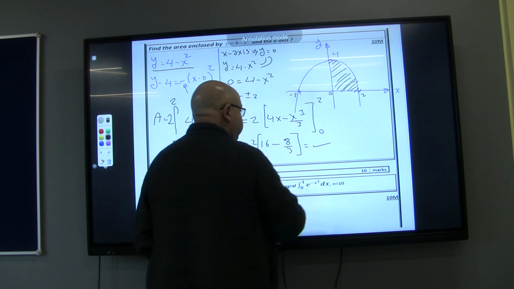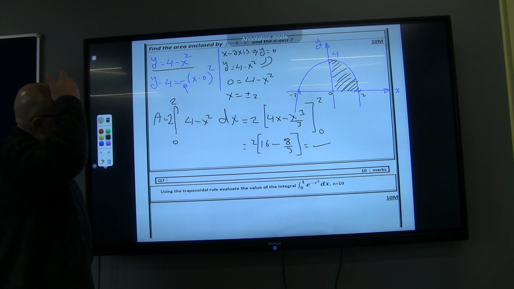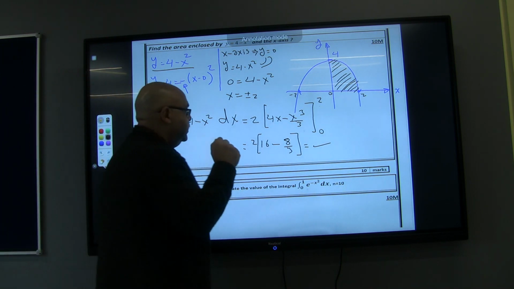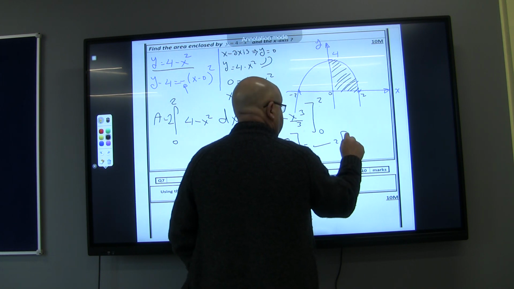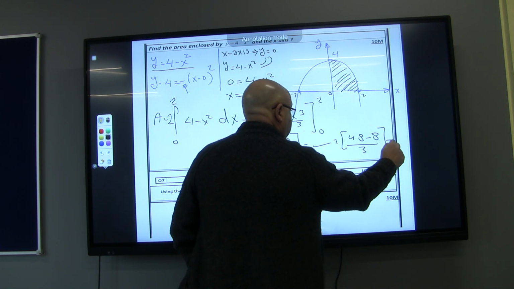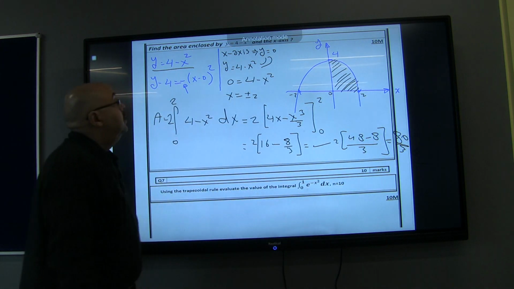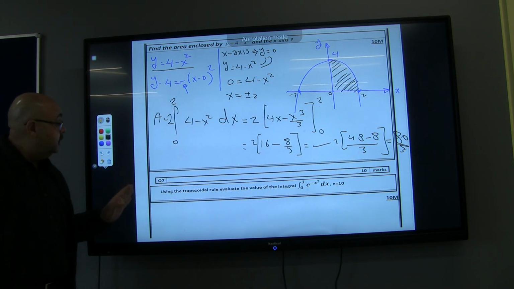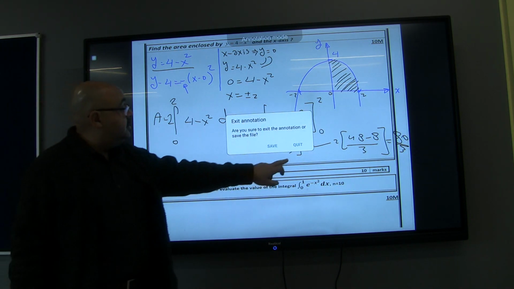Okay, make the substitution for this function to get your area directly. It's going to be 2 of 48 minus 8 over 3, which is going to be 80 over 3, and you can get your answer. And this is for the area part. You will have to review it, and you will have to solve problems about this part too.